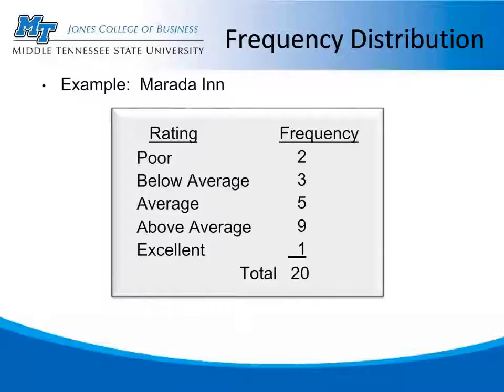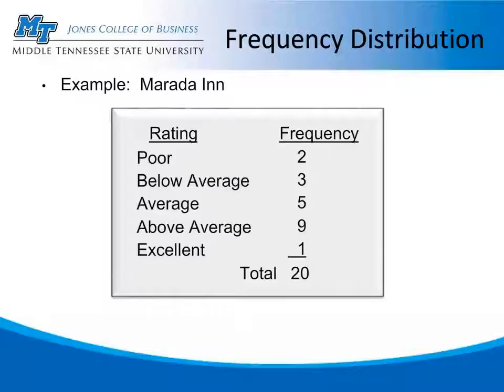Now here we have the frequency distribution for this categorical data. There were 2 out of the 20 that rated it poor. There were 3 that rated it below average. The largest one is above average. There were 9 of the 20 individuals that rated it above average.